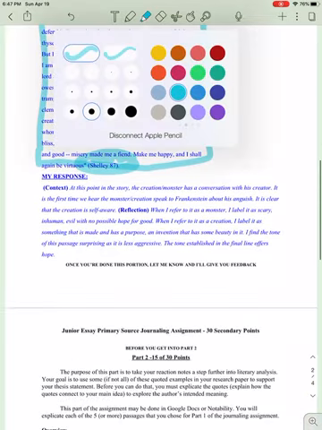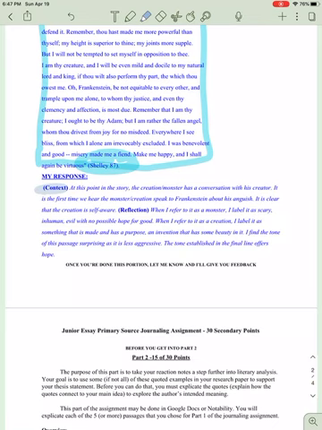My response. First, context. At this point in the story, the creation or monster has a conversation with his creator. It is the first time we hear the monster speak to Frankenstein about his anguish. It is clear that the creation is self-aware. And then second part, my reflection. When I refer to it as a monster, I label it as scary, inhuman, evil with no possible hope for good. When I refer to it as a creation, I label it as something that is made and has a purpose, an invention that has some beauty. I find the tone, this is the literary device, of this passage surprising, as it is less aggressive. The tone established in the final line offers hope.